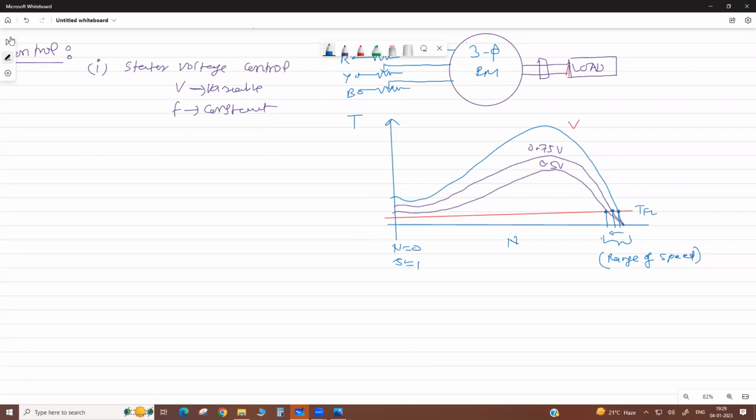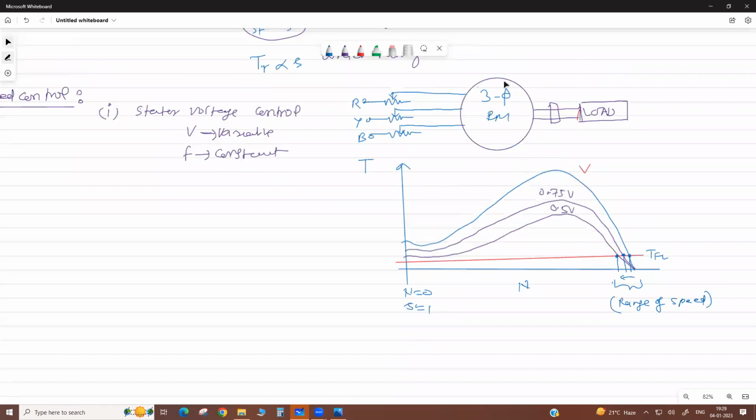And to deliver the load, the motor draws more current when you reduce the voltage. It is like an under voltage condition, correct? So the input current, the stator current, is also increased.